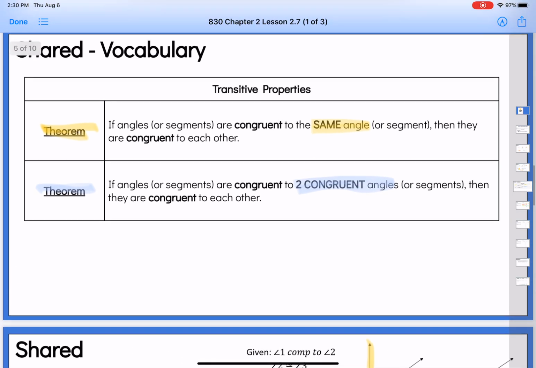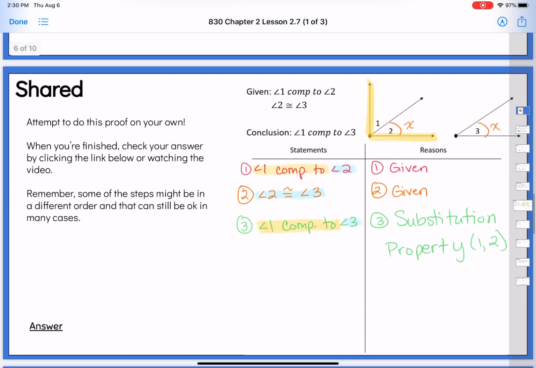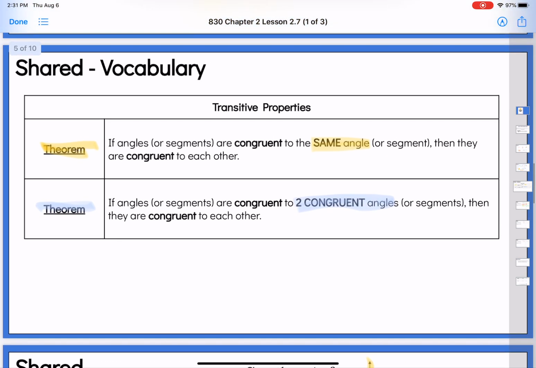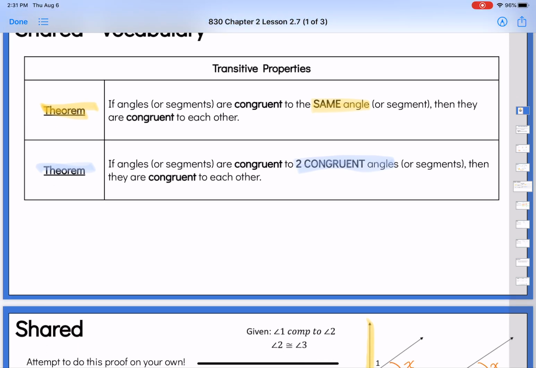We got our transitive properties, the first and the second one there, same angle or two congruent angles, and now we've got the substitution property. So the trickiest part now is understanding when do you use which one. Okay, so notice for our transitive properties, congruent to congruent to congruent, everything has to be congruent to use the transitive property, and then you have to write an if-then form.